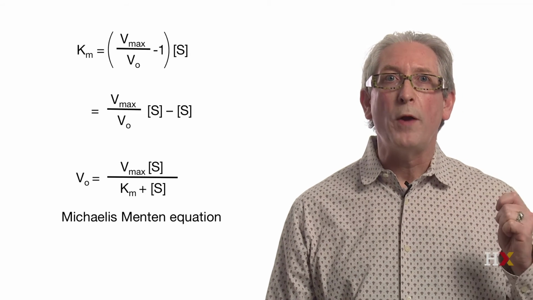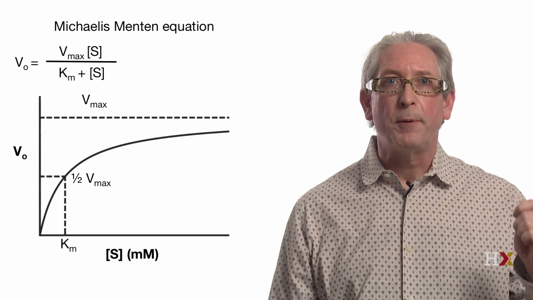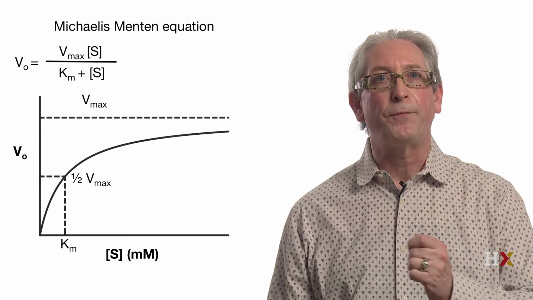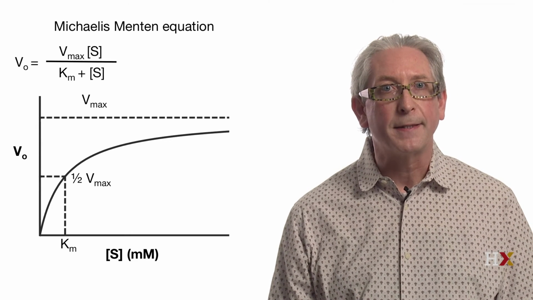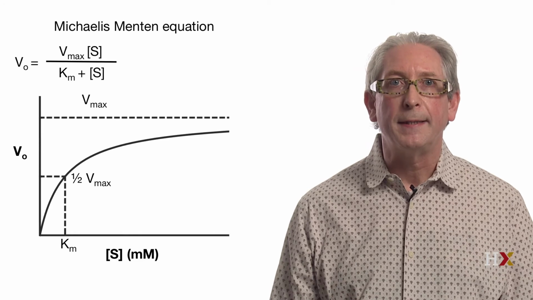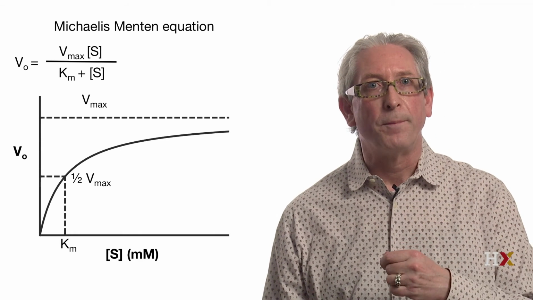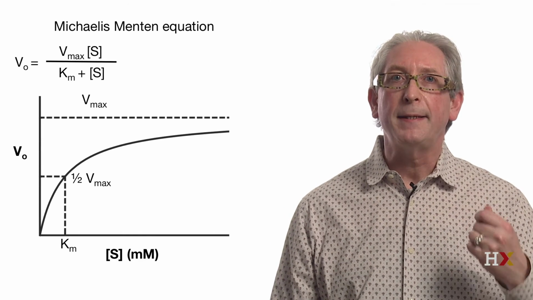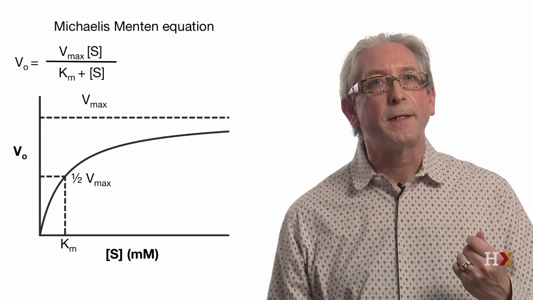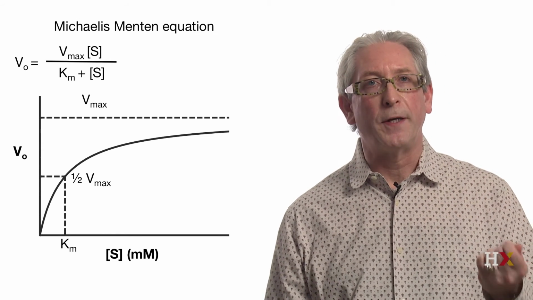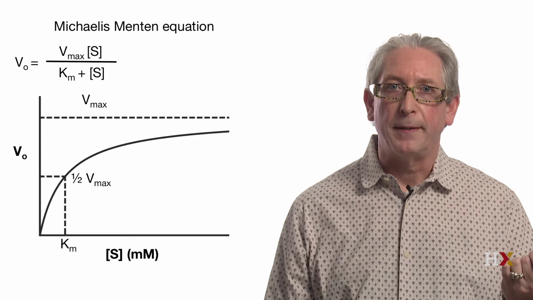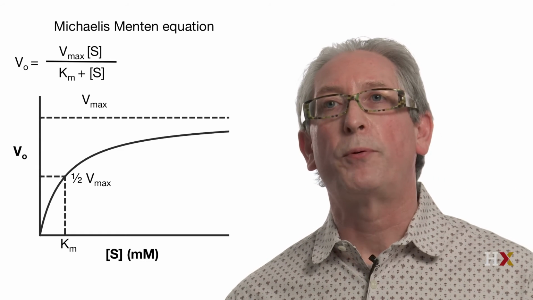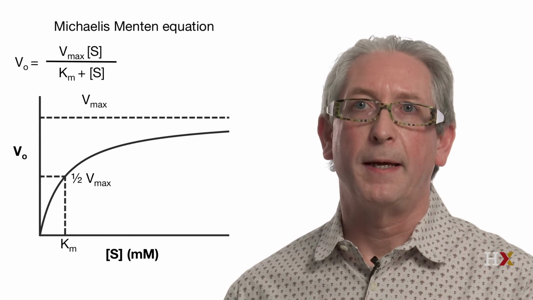And do you remember when we plot the experimental values of V0s as a function of the concentration of S, we obtained a hyperbolic curve. So in fact, the Michaelis and Menten equation fits the hyperbolic curve that was determined experimentally. What can we predict from the Michaelis and Menten equation?